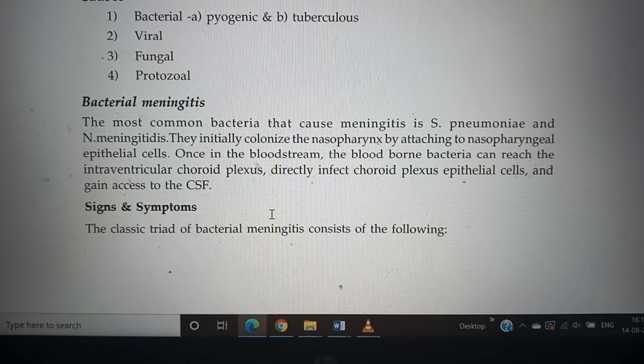So they usually colonize the nasopharynx. Colonize means they stay in that area. So they are present in the nasopharynx and they attach themselves to the nasopharyngeal epithelial cells.